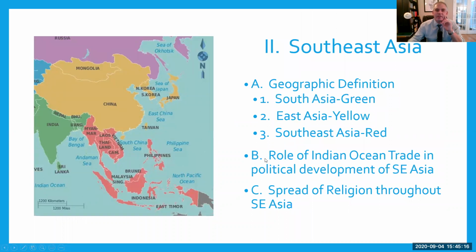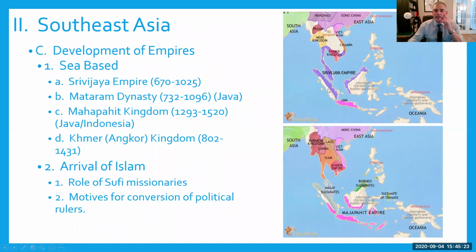Let's just go back for a second and talk about letter B for a little bit more. The role of Indian Ocean trade in political development. The reason why these states develop is because they tax and control the trade going on. Empires that tax and control trade are empires that can grow in power and can grow in strength. So the ability to control the trade is vital to the wealth and the power of the state. So as trade picks up along the Indian Ocean, and you have merchants coming in using seasonal wind patterns to access these islands. Now, these islands are what we call the Spice Islands.